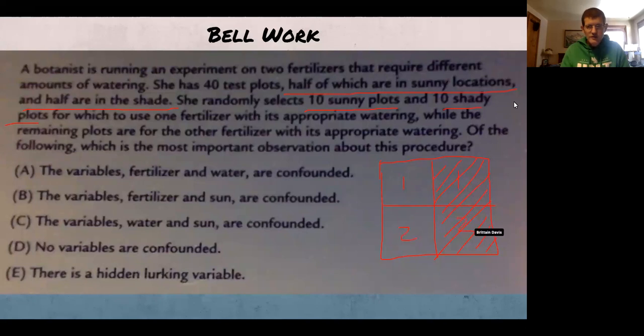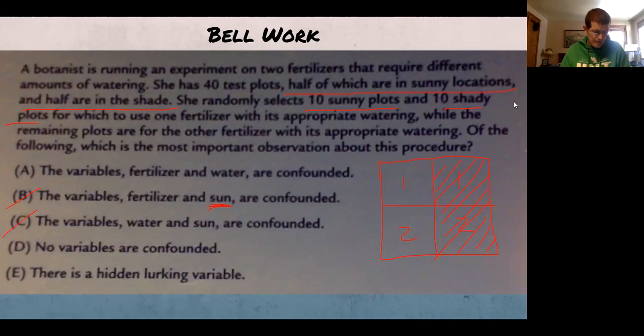So it actually does appear as though I misread it because I only read this sentence right here. And I was like, wait, she allows for sunny and shady for one of them, but the other doesn't say anything about it. Well, it doesn't have to say anything about it because it's kind of understood that the other two are going to be split evenly as well. So actually sun is controlled for, so it's not confounding anything. So anything involving sun, that one is not correct. The sun here in the water won't be confounding either.